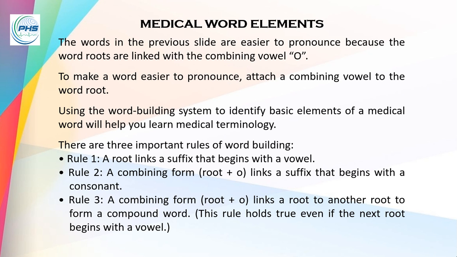There are three important rules to word building. Rule number one is a root links to a suffix that begins with a vowel. Rule two, a combining form, root plus a combining vowel O, links to a suffix that begins with a consonant. This is very important to remember. And the third rule is a combining form, root plus O, links the root to another root to form a compound word. This rule holds true even if the next root begins with a vowel.